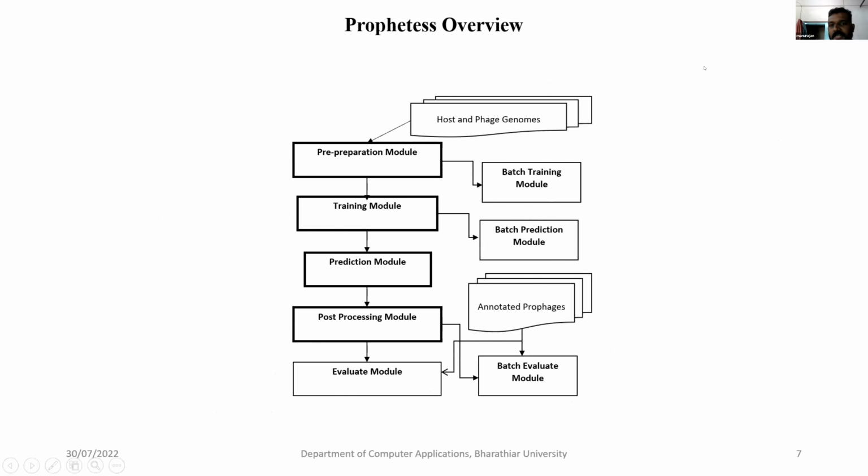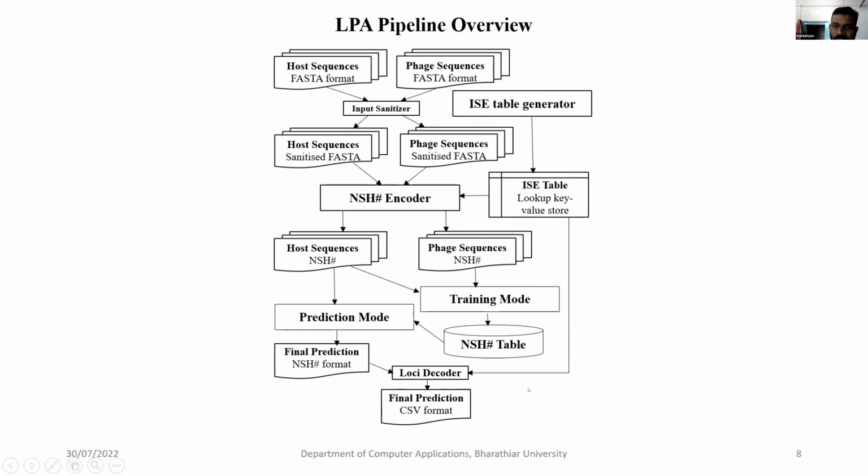These are the Prophetess modules. There is an input of host and phage genomes. Then come the pre-preparation module, training module, prediction module, post-processing module, and evaluate module. And on the side are a batch training module, batch prediction module, annotated prophages, and batch evaluation module.